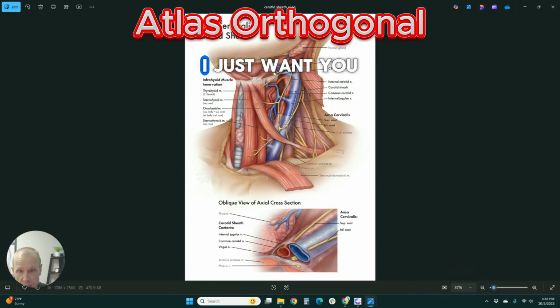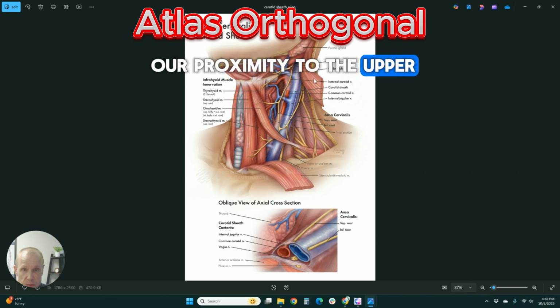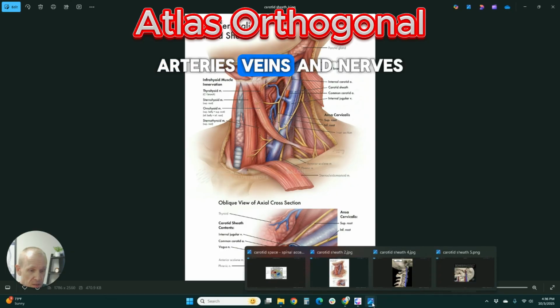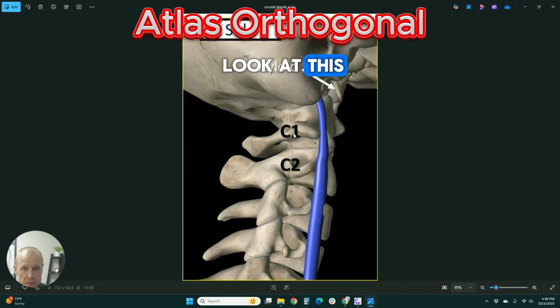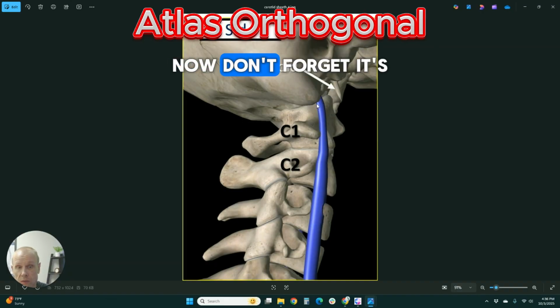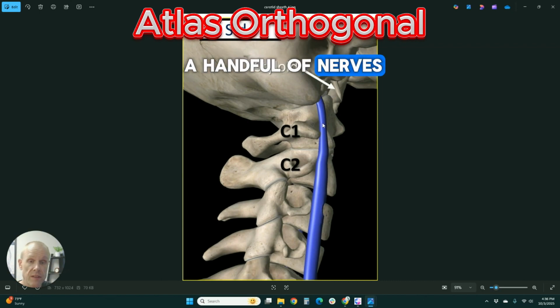If we take another look, by the way, I just want you to pay attention to our proximity of the upper cervical spine to this group of arteries, veins, and nerves. This is our upper cervical spine anatomy. This is just the jugular vein coming down through here, but if we look at the atlas, C1, this is the transverse process of C1. That jugular vein hugs the transverse process of atlas. Now, don't forget, it's not just the jugular vein. It's the jugular, it's the carotid, and it's a handful of cranial nerves. Very, very important. It is literally making contact with that transverse process of C1.